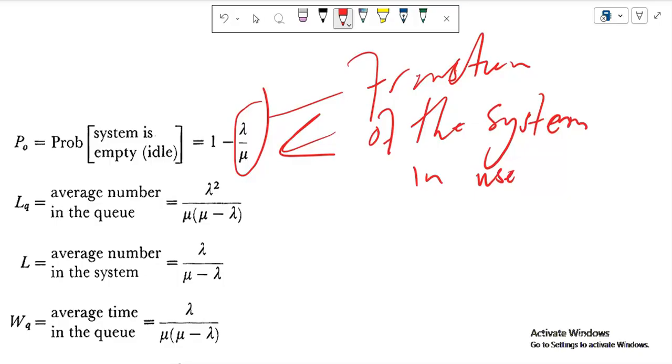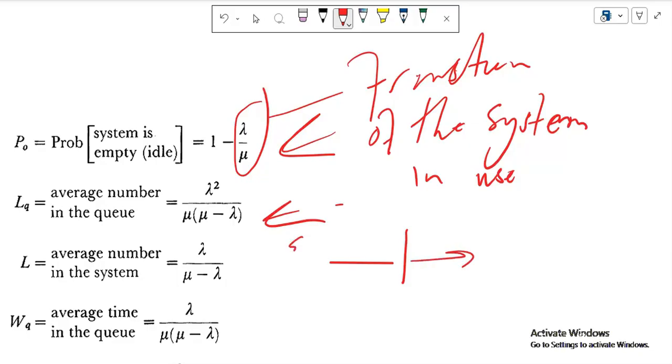When we go to the second formula, you are just looking at the average number of units in the queue, while the third formula is the average number of units in the system. You need to be able to differentiate between the average number of units in a system and in a queue. Remember the simple model that we created, where you have a queue and a server.